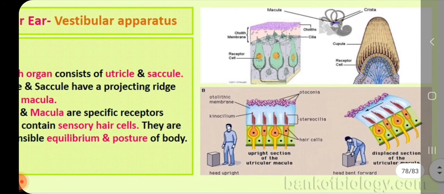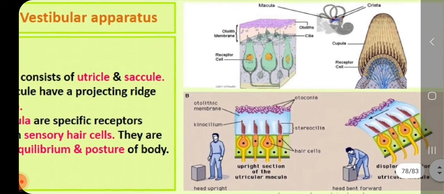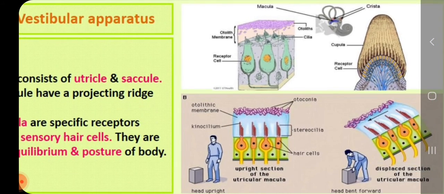See here, you can observe the images where they have shown a person standing straight. You can observe the hair cells, how they are straight, but when a person bends, these also show displacement. Displacement means they are going to bend. That is due to the movement of the fluid which is present in the inner ear.